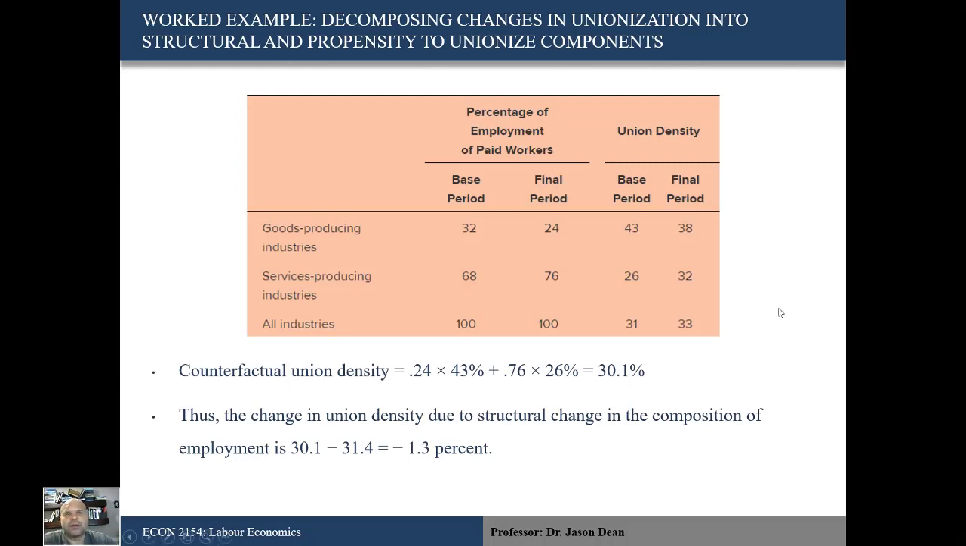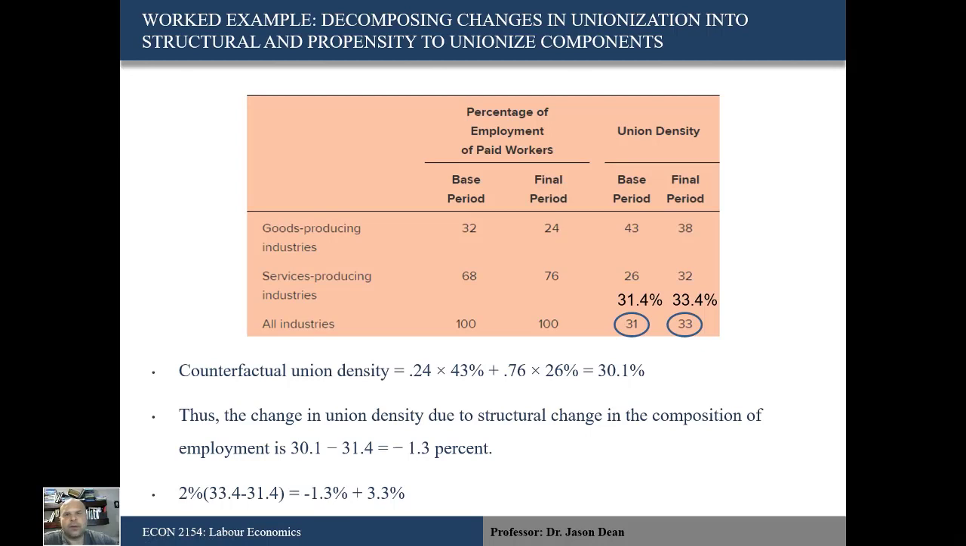If you recall, we got 2% from these two figures here. In fact, these numbers were 31.4 and 33.4. And so we saw that the union density had increased 2 percentage points. Okay, so now we're going to decompose that 2%, which is 33.4 minus 31.4, into that attributed to structural change, which we just calculated to be negative 1.3%.